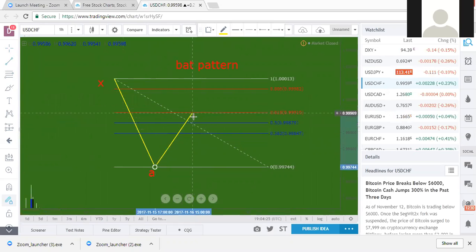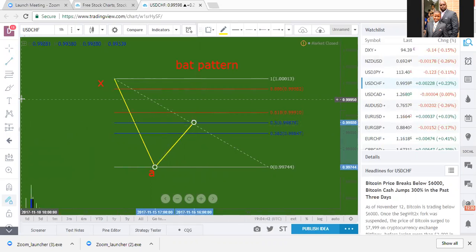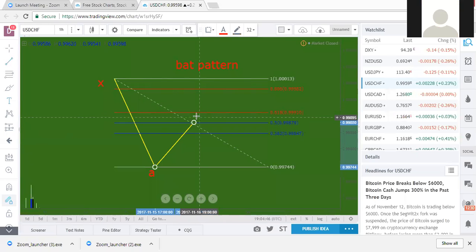Now, if price decides to wick up to the 618, this is an invalid bat pattern, and we can start looking for maybe a Gartley. So we can't even wick to the 618. If we touch the 618, this pattern is invalid. So this will be our B leg.